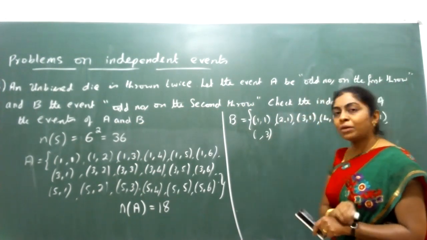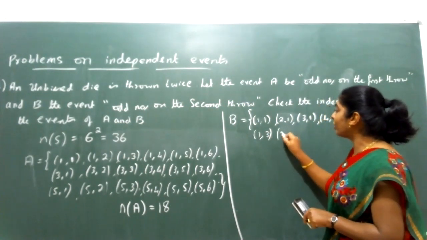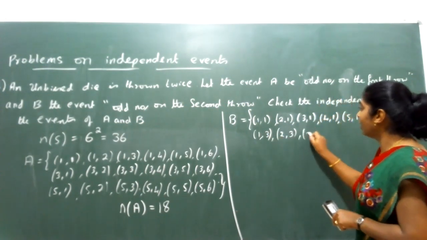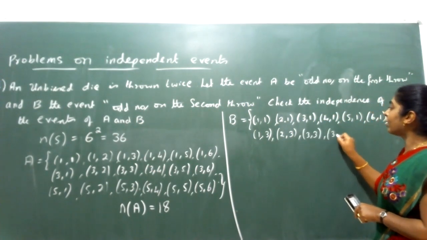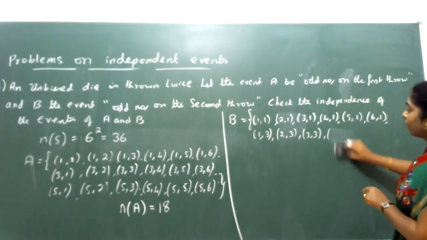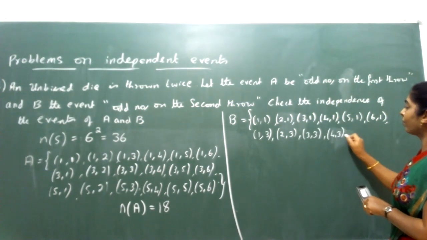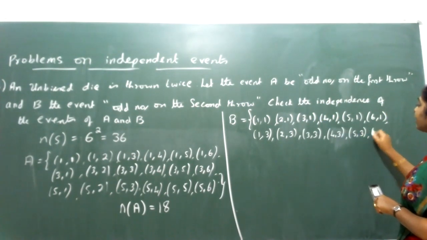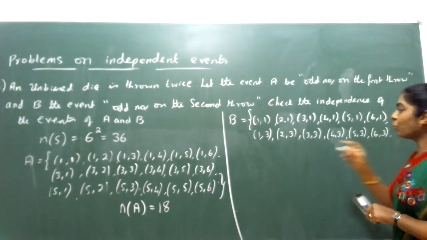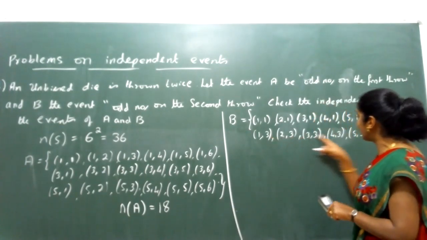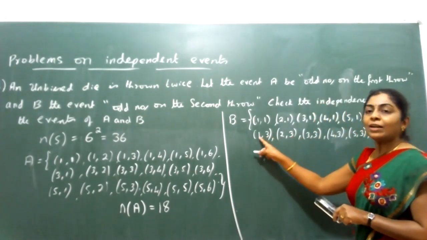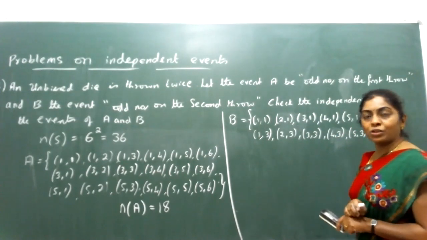The next odd number is 3. And on the first row, I will change to all the 6 cases: 3 comma 3, 3 comma 4, 3 comma 5 and 6 comma 3. The odd number I've considered for the next one is 3 throughout on the second row, and from 1 to 6 on the first row.